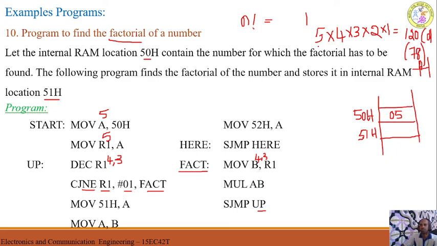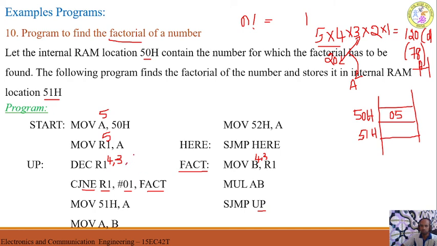That is 5 into 4, that was 20. 20 was stored in the accumulator earlier. Now I am doing 20 into 3 here. But again, the result, whatever you are going to get after 20 into 3, will be stored back to the accumulator again. Again SJMP up, again decrement. So this will be repeated until this becomes 1.